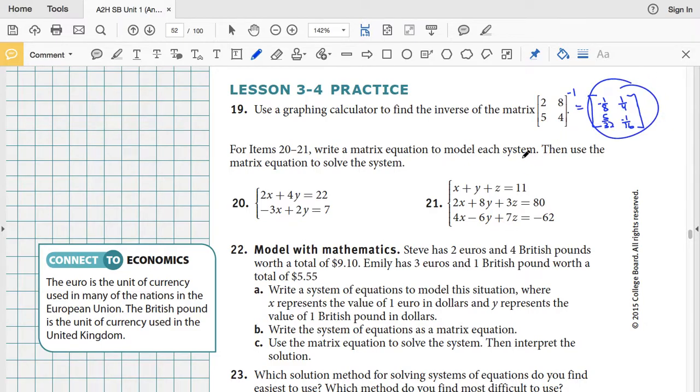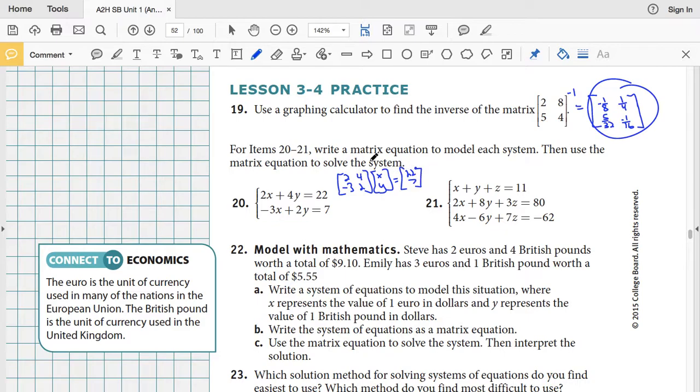Okay, so for number 20 and 21, we are going to use our calculators to solve these. Let's go ahead and set up these matrices and the matrix equation. This is already nice and organized with the x's, y's, and the numbers all together. So that would be 2, 4 for coefficients, -3 and 2, times the matrix xy, is equal to the 2 by 1 matrix 22, 7.